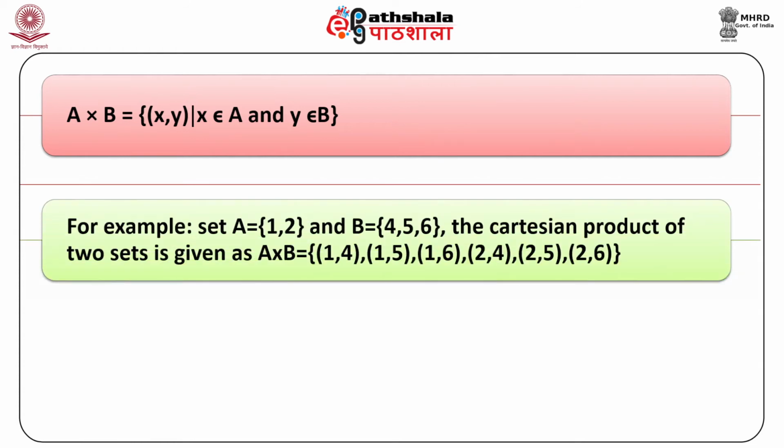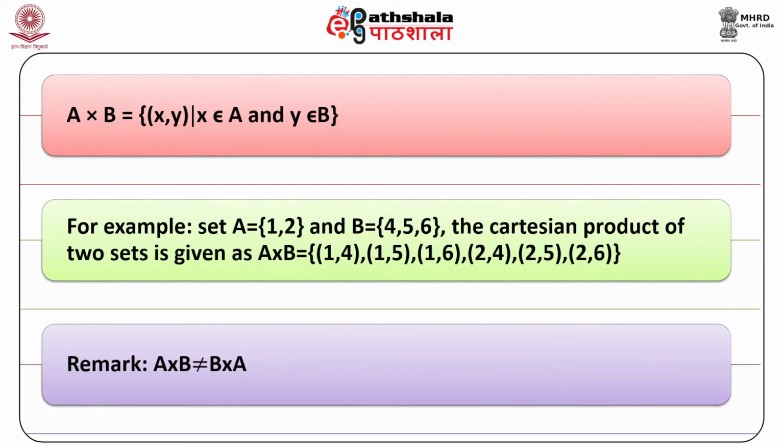If A is the set {1, 2} and B is a set which has 3 elements, 4, 5, 6, the Cartesian product of these two sets is given as A × B equal to {(1, 4), (1, 5), (1, 6), (2, 4), (2, 5), (2, 6)}. An important remark is that A × B is not equal to B × A.